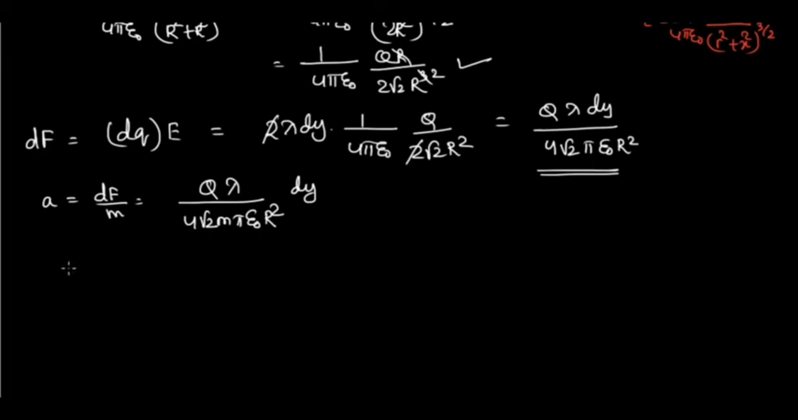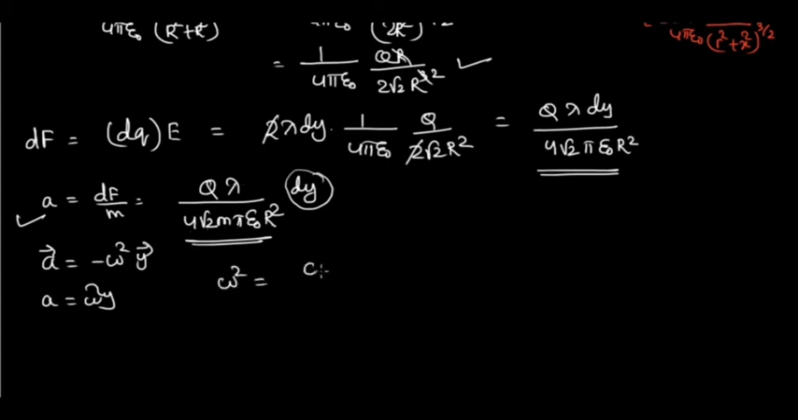So we know that the differential equation of SHM is A vector equal to minus omega square y vector. But if you write the scalar form, it will be A equal to omega square y. Now look at this expression here, A equal to q lambda divided by 4 root 2 m pi epsilon naught r square into dy. Here dy is the slight displacement from the equilibrium position. So this quantity will be omega square. So omega square is equal to how much? Q lambda divided by 4 root 2 m pi epsilon naught r square.